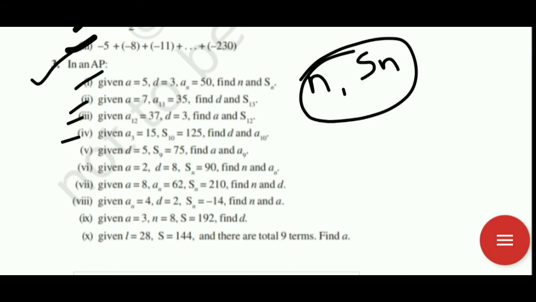This will be a homework from 3 to 10. Everything is one and the same because they will be given something. A12. See the third one. A12, the 12th term, they have given as 37. Common difference they have given 3. You can find A and S12.